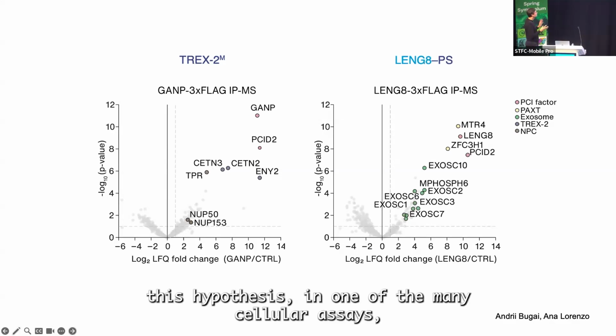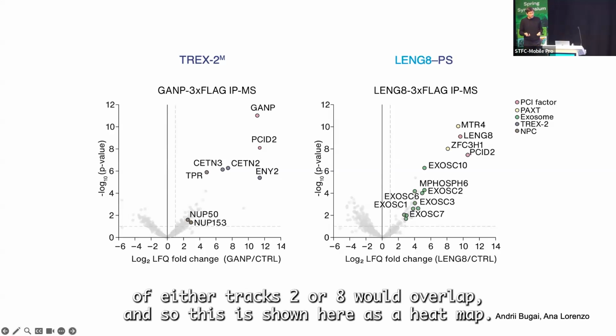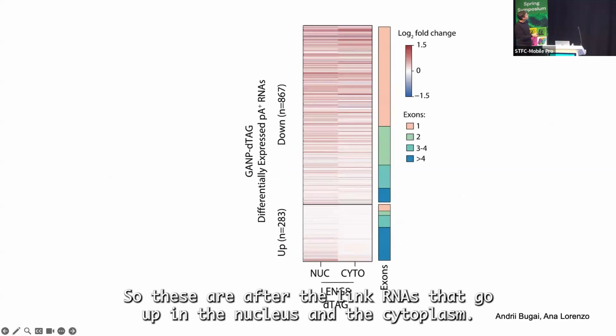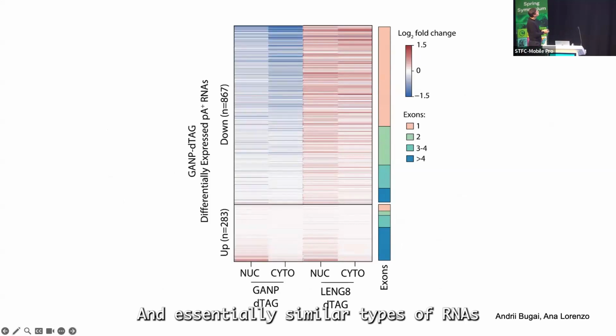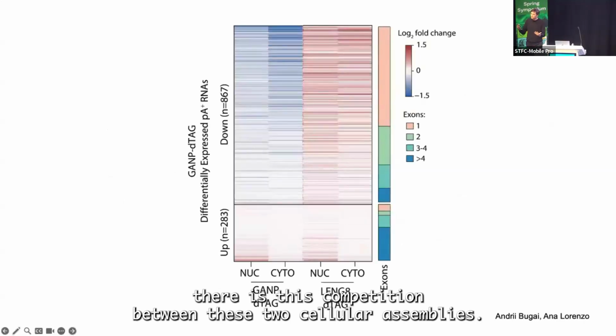To test this hypothesis in one of the many cellular assays, you would then predict that the RNAs that are sensitive to the perturbation of either TREX2 or Lang8 would overlap. And so this is shown here as a heat map. So these are after the Lang8 depletion RNAs that go up in the nucleus and the cytoplasm. And essentially similar types of RNAs respond in the opposite direction when you deplete GAMP, suggesting there is this competition between these 2 cellular assemblies.